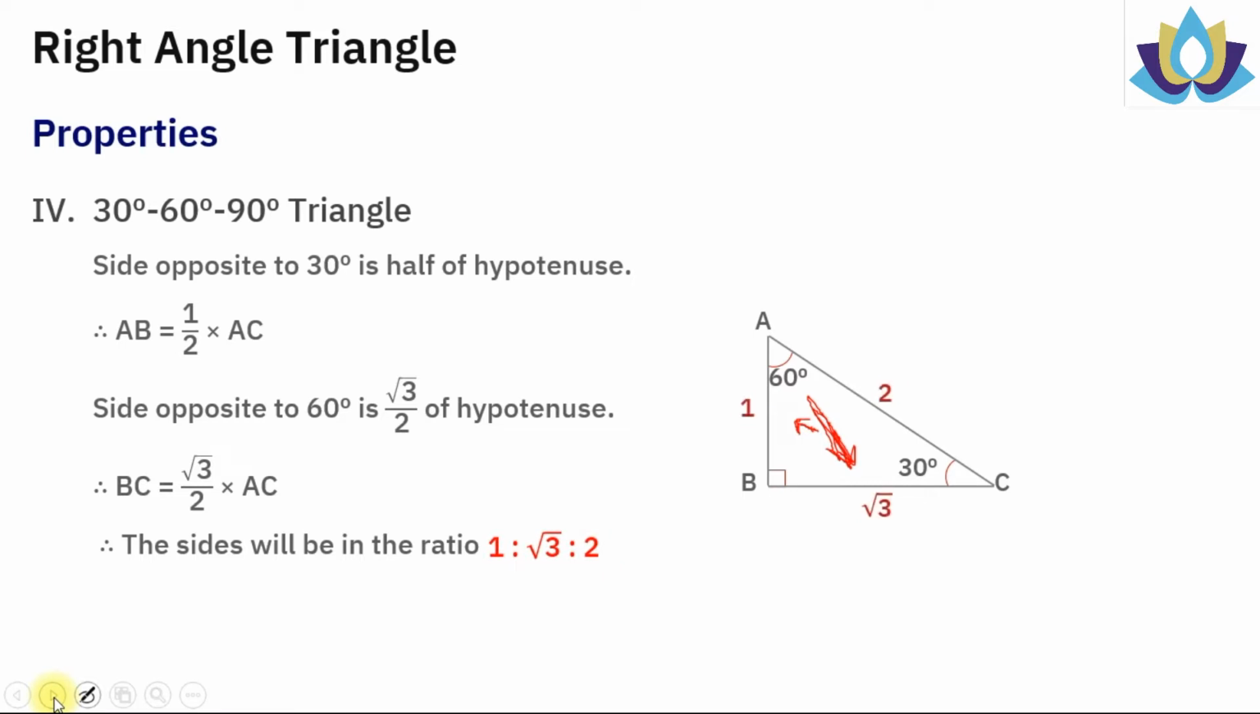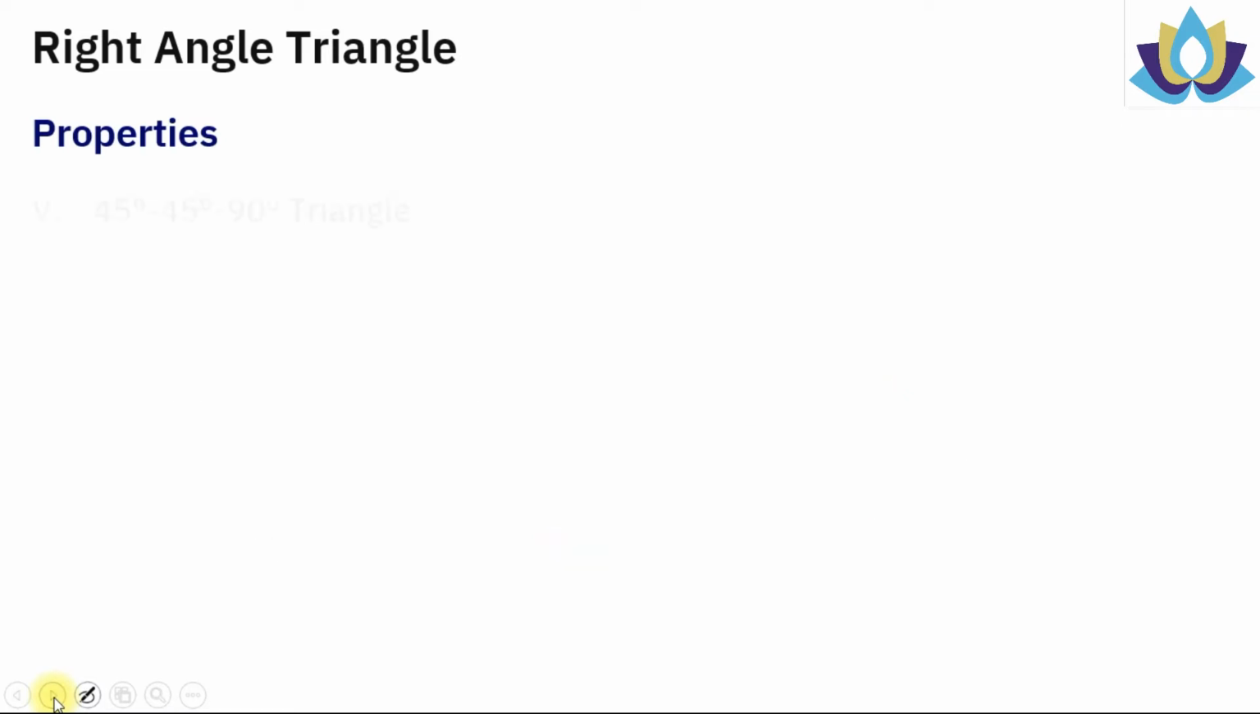If you have to write the ratio, you can write it in this format. The ratio of all three sides is 1 is to root 3 is to 2. But they are derived from the original two statements written on top, the 30, 60, 90 theorem. In the same way, we have the 45, 45, 90 theorem.